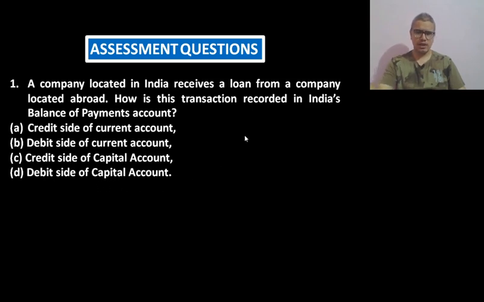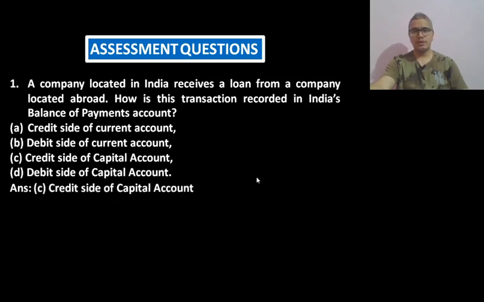First, you have to realize whether money is coming to India or not. Since India is receiving a loan, money is coming to India, so obviously it will be recorded on the credit side. How many credit side options do we have? Two, A and C. Now we have to see whether it is of capital nature or current nature. Since the term loan is used here, we know that a loan is part of the capital account because it affects the liability of the resident company operating in the country. So the answer will be credit side of capital account. Why? Because money is coming to the country and it is affecting the assets and liabilities of the residents of the domestic country, that is India. As a result, it is recorded on the credit side of capital account.